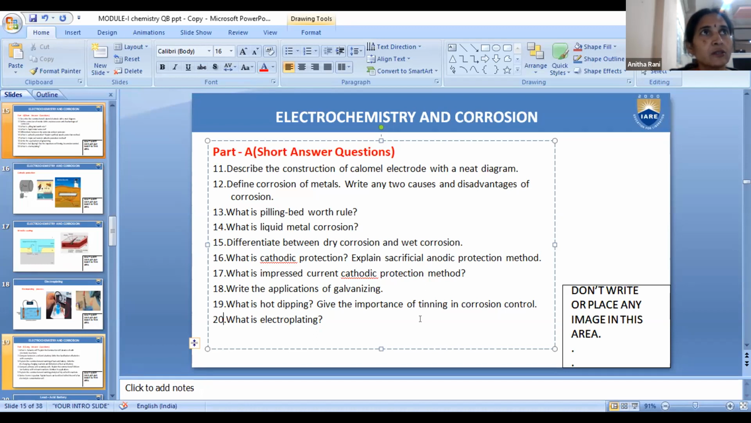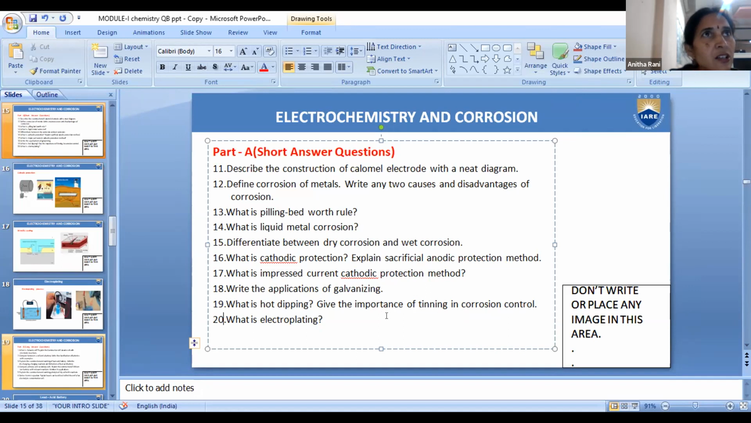Importance of tinning: we are giving tin coating on iron. Corrosion control will take place. Okay, some application you tell me. To produce a metallic coating in industry. Tin is non-toxic. Tell me application, importance. Tin is non-toxic.